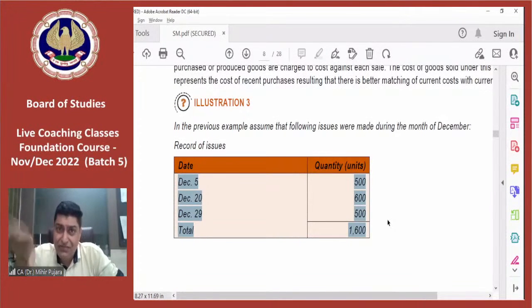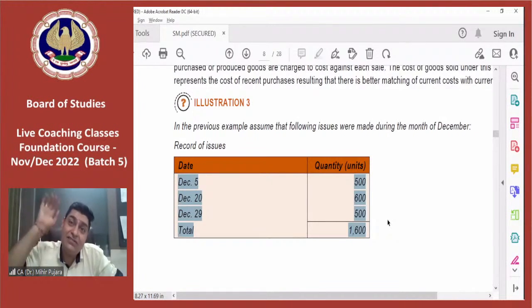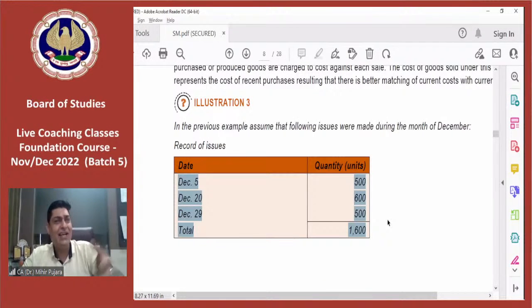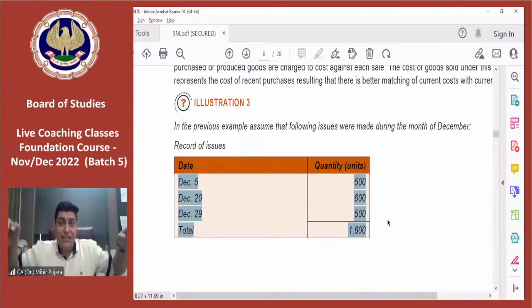So the methods we are learning today are not to decide what will be the closing stock units. Closing stock units I can find from simple calculation. For that I don't need any method. Then why are these methods required? These methods are required because I understand 1000 closing stock will be there, but I need a bifurcation of this 1000. Which price stock will be in the closing stock?